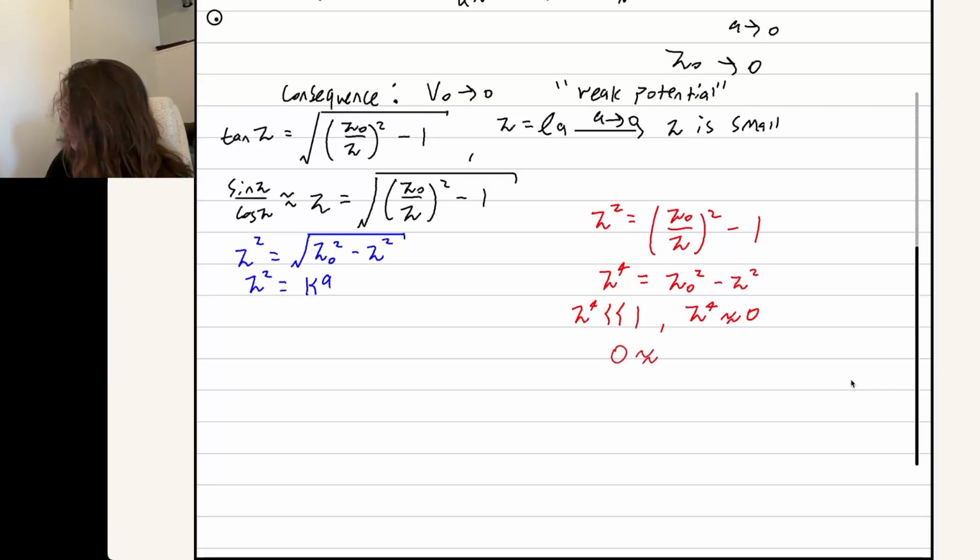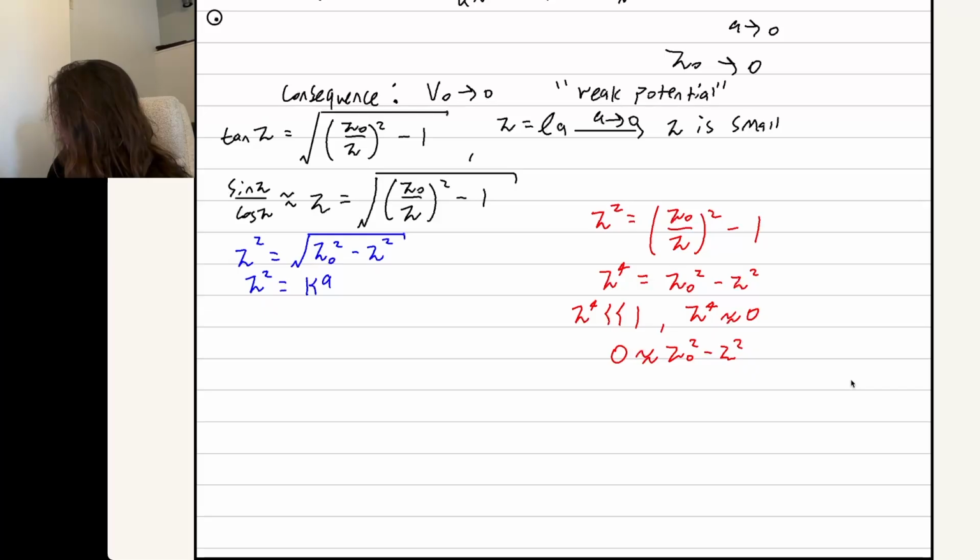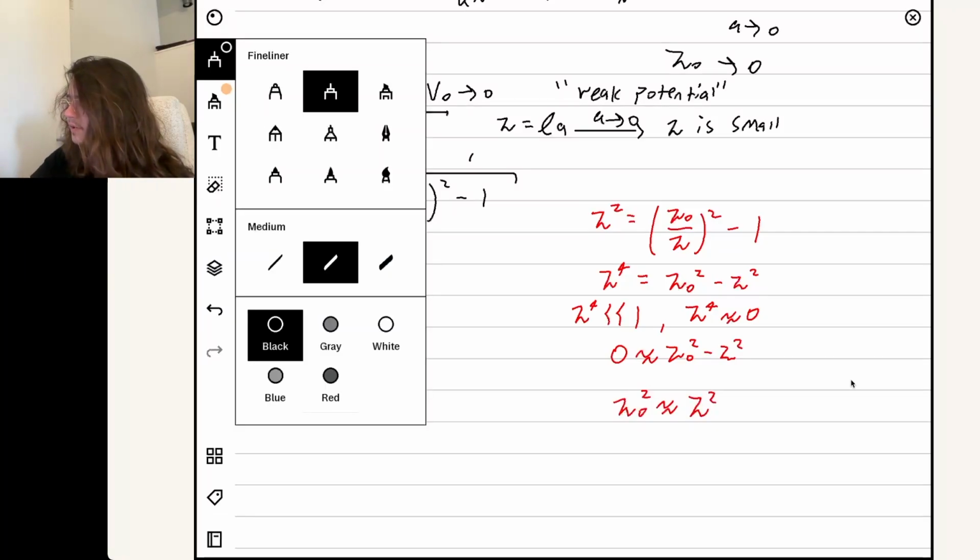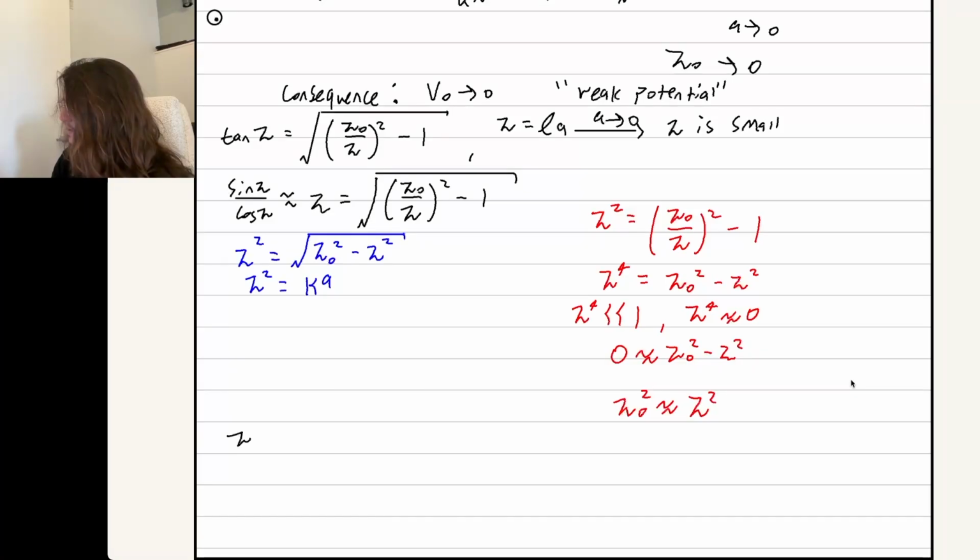And so we have that 0 is approximately z naught squared minus z squared. And so we can solve that for z naught squared, and we say that z naught squared is approximately z squared, and we have a value for z squared up here, which means that z naught squared is just equal to kappa A. Right.